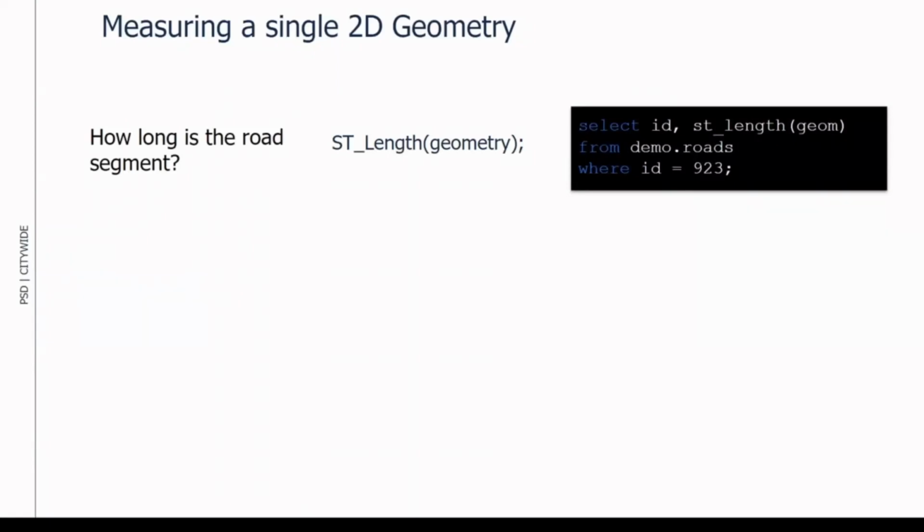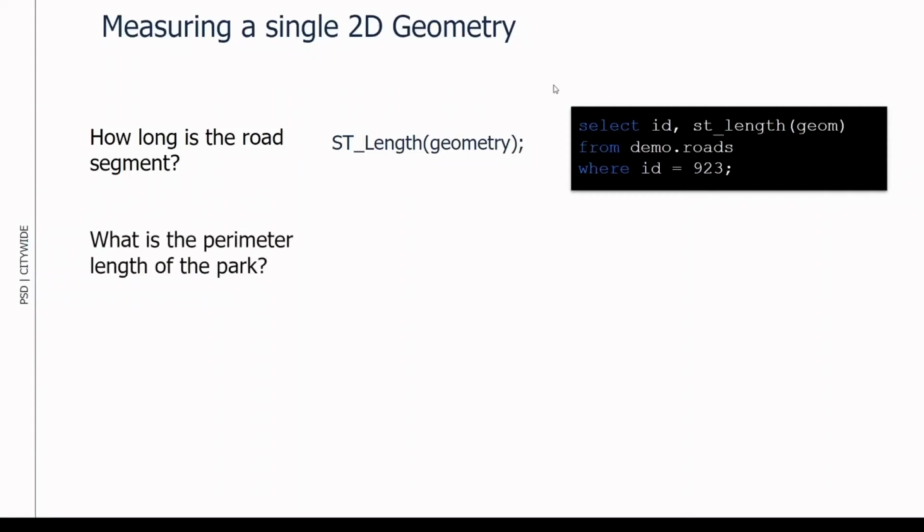Select ID, ST_Length, you're going to put the geom field, so that's the field within your database from some specific schema and table, where the ID equals 923 or whatever it may be. And this will give you the ID as well as the length of that geometry.